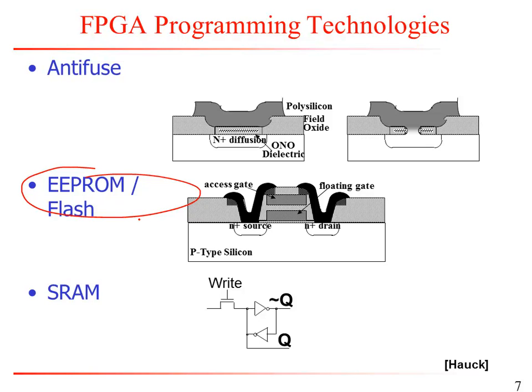You also have EEPROM and Flash, which is gaining more and more popularity with FPGAs. It's just that once you lose the power to the chip, you still are going to keep the configuration, which is not the case in the SRAM. And the major players in the SRAM and increasingly Flash are two companies, Xilinx and Altera. There are other smaller companies too, but these are the main two players.